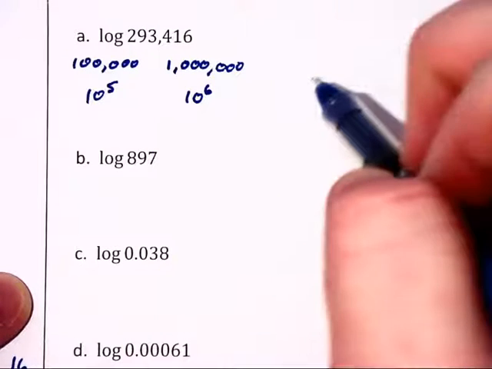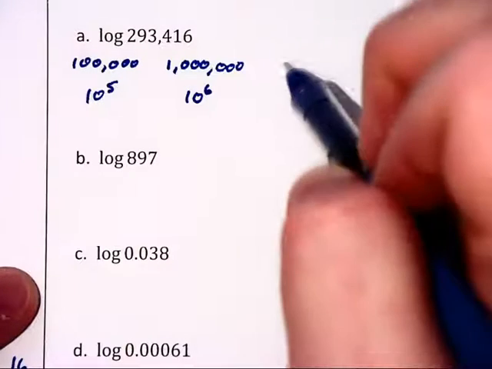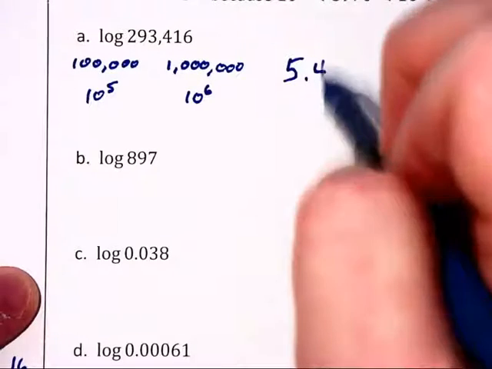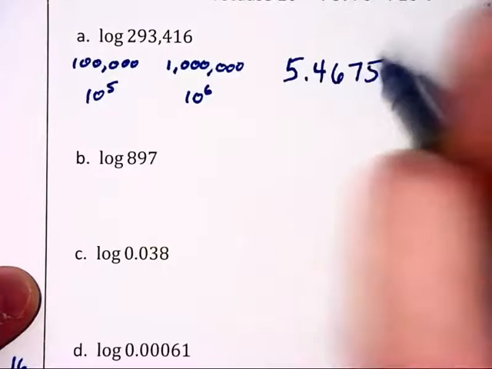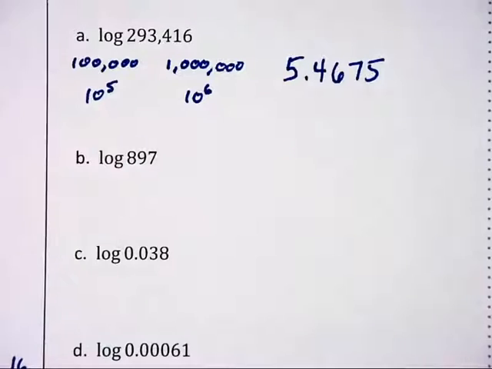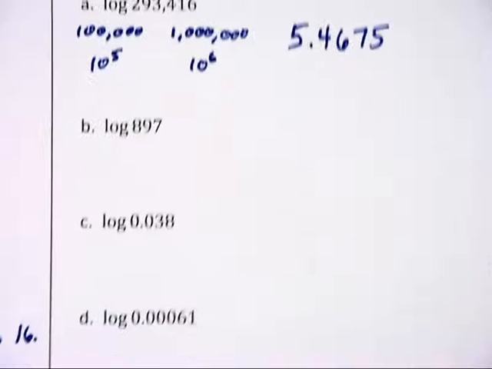Now, when you actually substitute that into a calculator, you will get 5.4675 if you round to 4 decimal places. Let's look at this next problem.